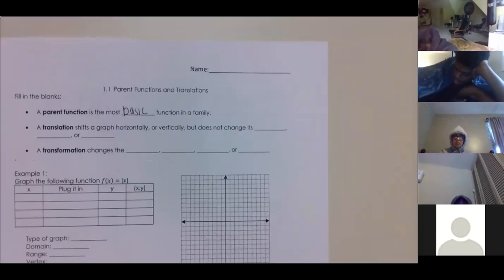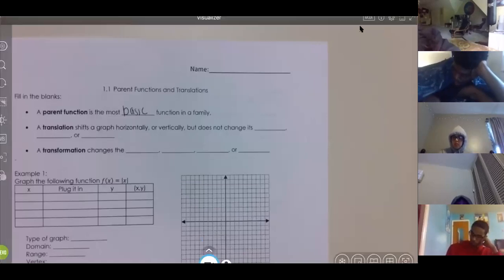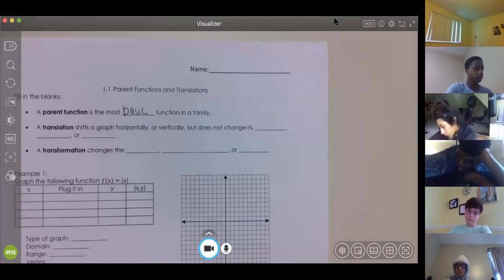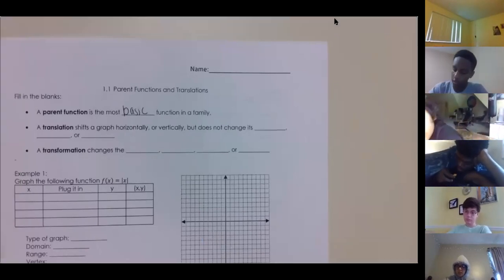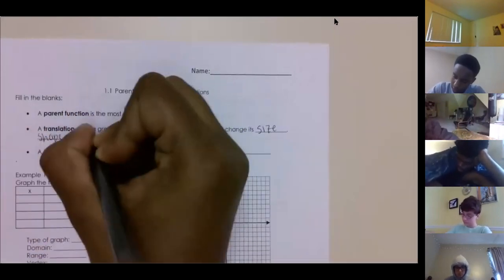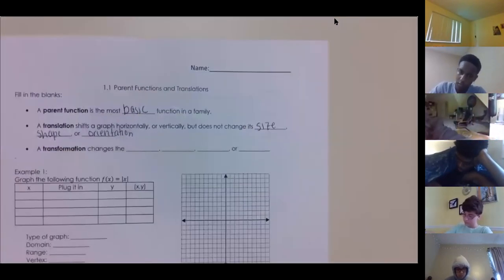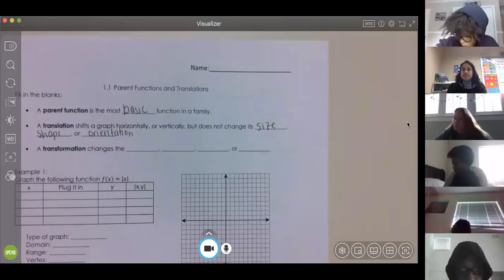So there's a couple things we can do once we have that basic function. The first thing we can do is a translation. A translation is going to shift a graph horizontally or vertically. So it's going to move it up or down or right and left, but it will not change its size, shape, or orientation. And today we're only going to be focusing on translations.